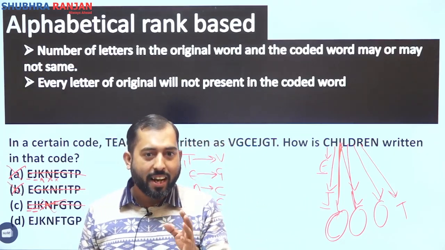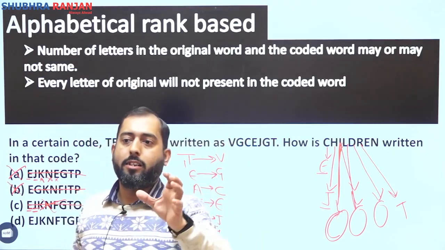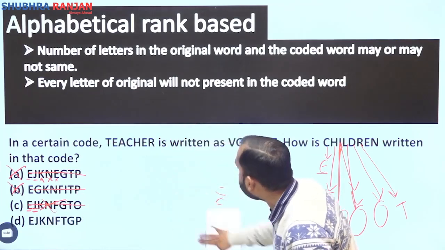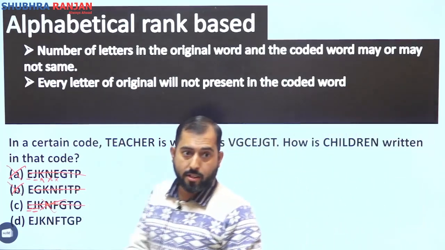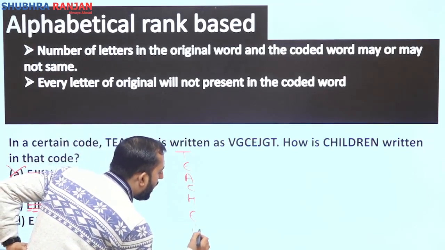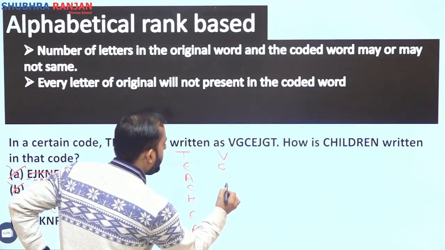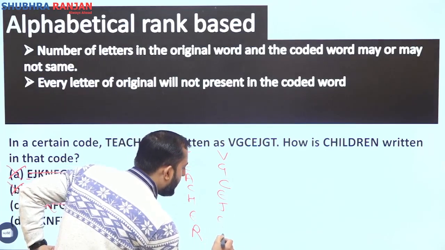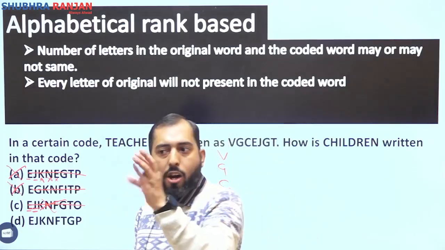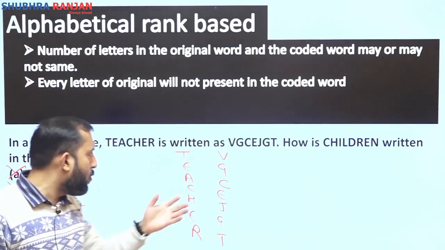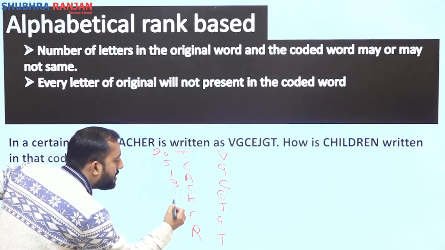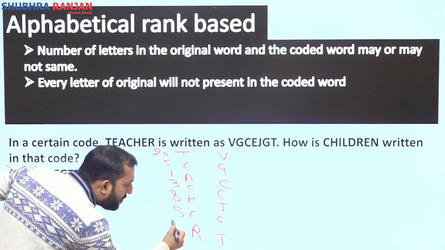By chance. Right? Now, if you feel like there is some kind of ambiguity, then definitely you have to switch to the next type, which is the alphabetical rank based. So see, TEACHER has been coded as BGCEJGT. Now, if you are very good with alphabets, you can find out the pattern. If you are not, like I am very good with numbers, I will write their alphabetical positions first. T is 20, E is 5, A is 1, C is 3, H is 8, E is 5, R is 18.